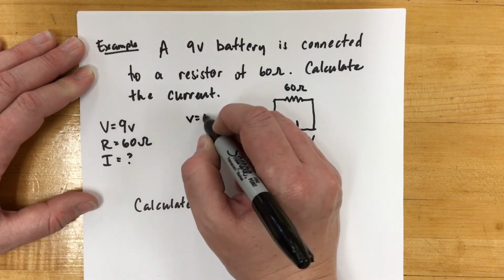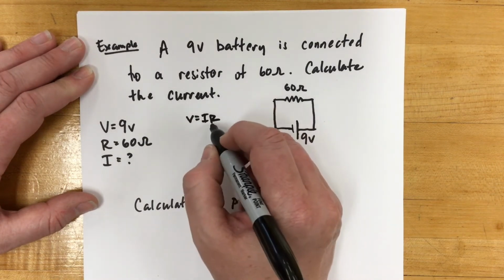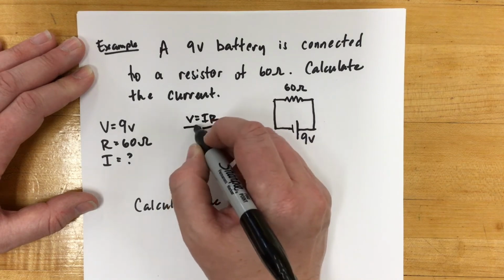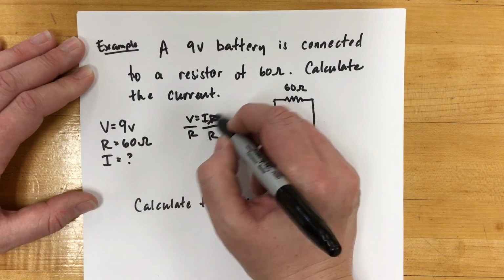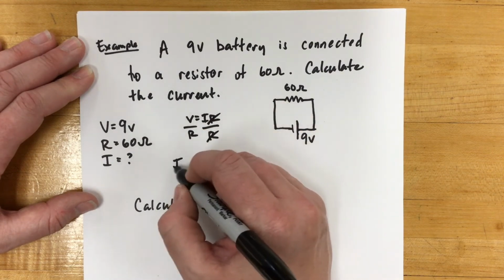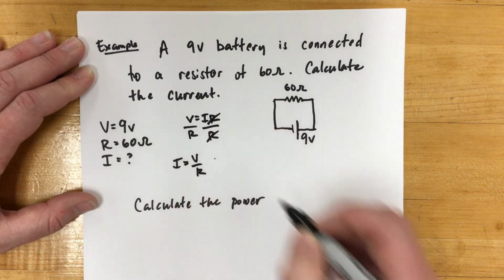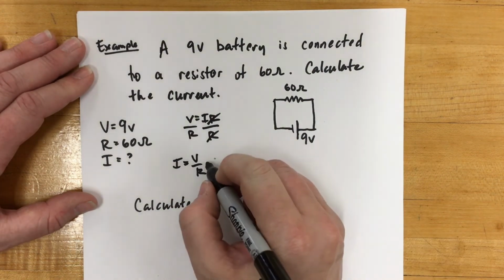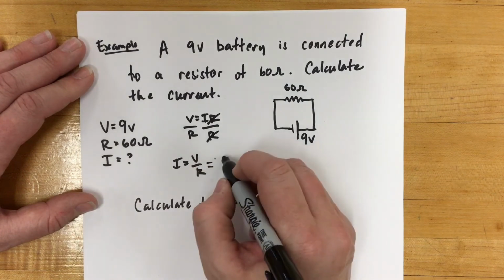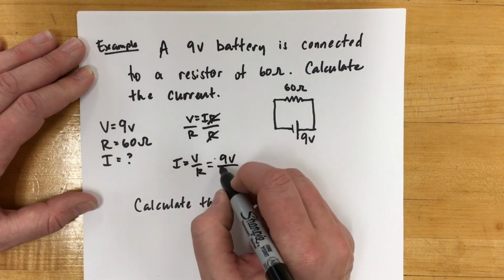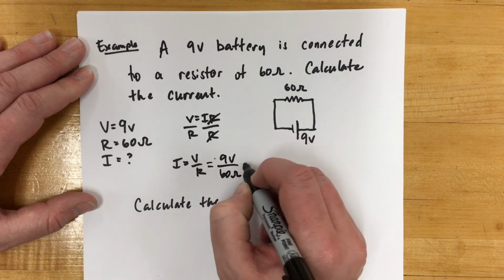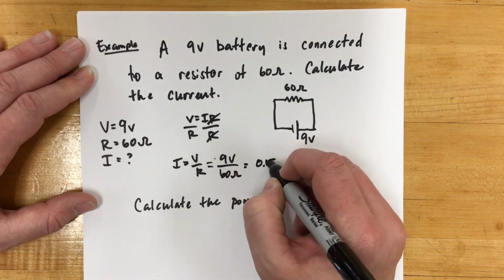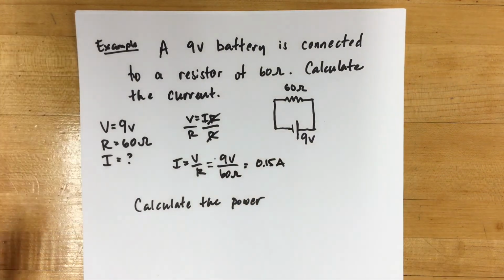So we have V equals IR. I'm solving for I, so I'll bring the R over by doing the opposite. Opposite of multiplying is dividing. So I'm left here with I equals V over R. I'll take the numbers that I have here. My voltage is 9 volts, and when I divide by 60 ohms, I end up with 0.15 amps. And so that would be solving for the current.